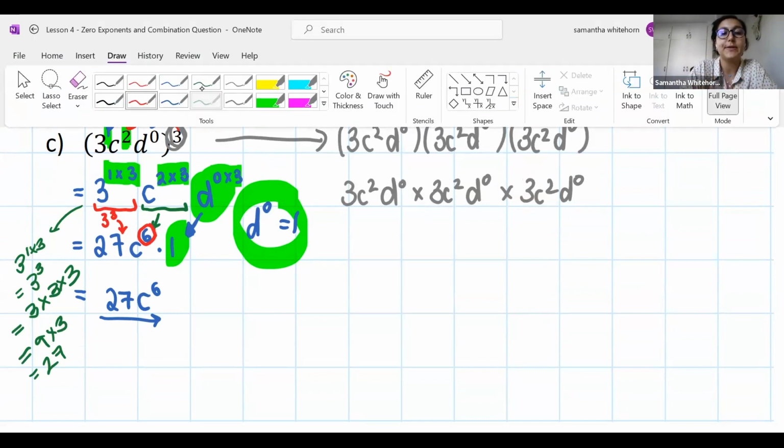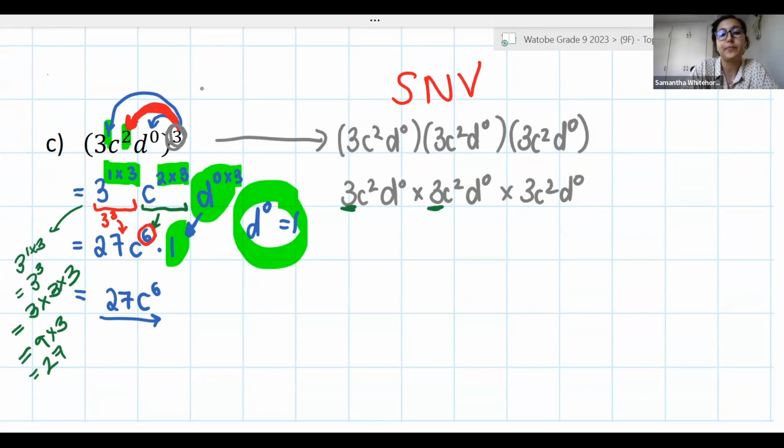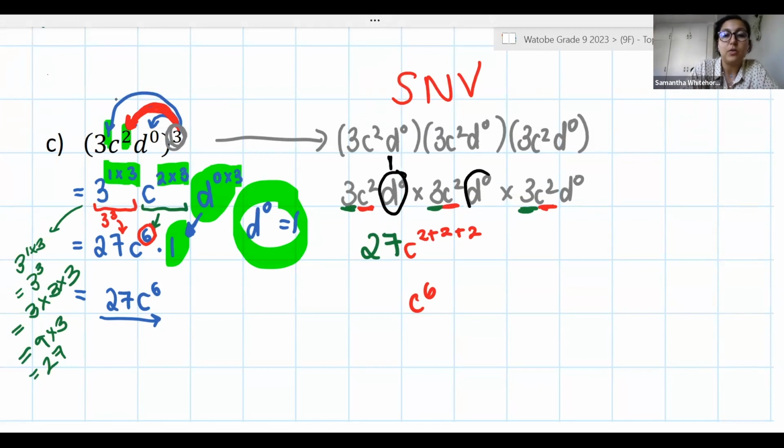But now when I get to the numbers, I've got 3 times 3 times 3, which is 27. And then I've got to multiply my variables. So if I go to all the C's, C squared times C squared times C squared, I add all of those exponents. So 2 plus 2 plus 2, which gives me C to the power 6. And then when it comes to the D to the power 0, we know that anything to the power of 0 is 1. And so they actually all just fall away because they all have a value of 1. And so our answer is 27c to the power 6.